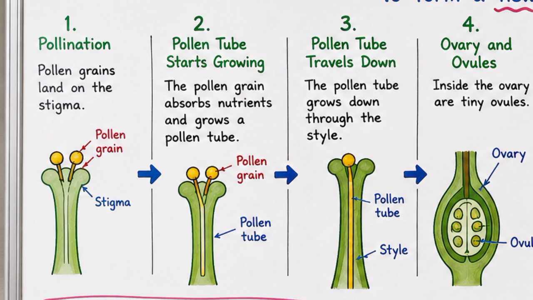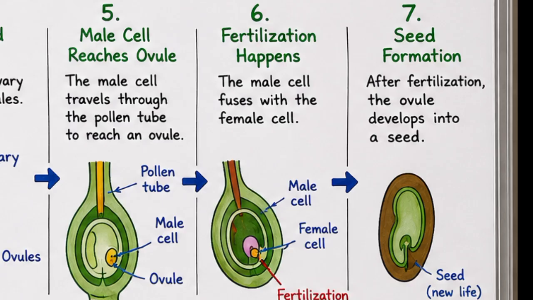In the first step, pollination takes place. Pollen grains transfer from anthers to the stigma. In the second step, pollen tubes start growing and move towards the style. And through the style, the pollen tube reaches the ovules. Ovules are present inside the ovary and they are the female reproductive part. Here, male cells reach the ovule and fertilization takes place.